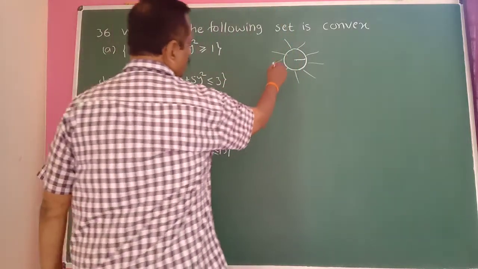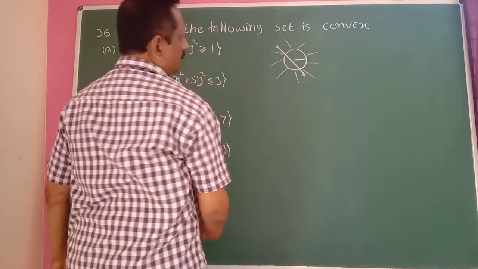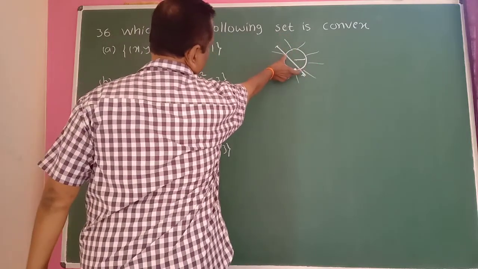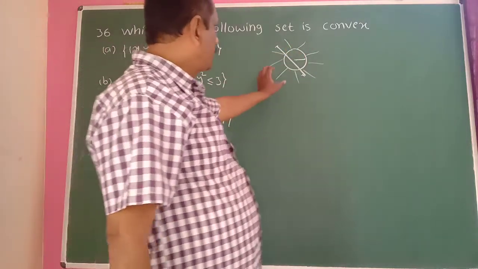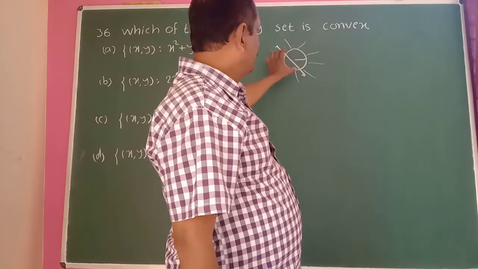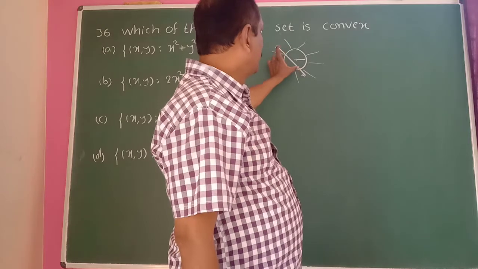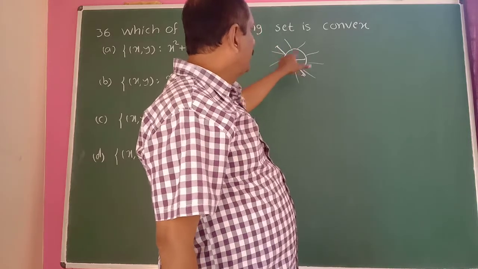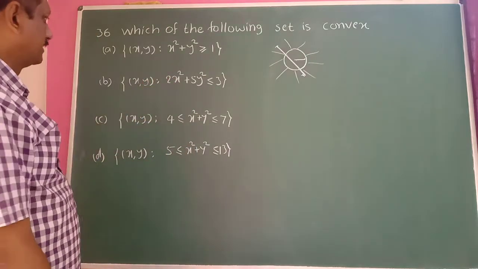So if you take two points here and here, and join them, then this portion is not in the shaded region. Yes, it is not a convex set. The line is not completely in the shaded region. Hence, it is not a convex set.